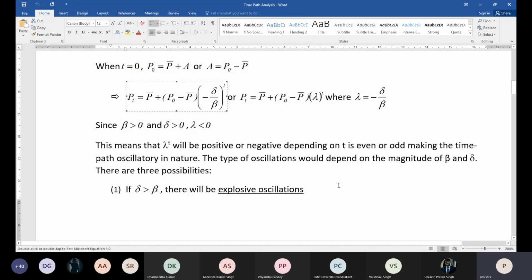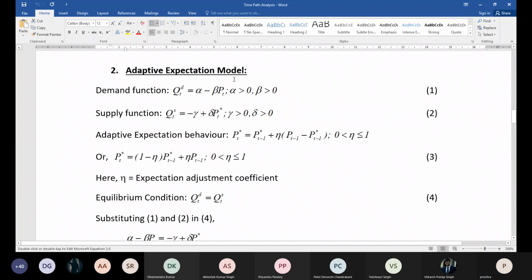Then the other example is, say, I assume that quantity demanded is a function of current price, but quantity supplied is a function of expected price. And this expectation is adaptive in nature. That means I have a tendency to correct my previous errors. And this is how the adaptive expectation behavior is specified in economics.